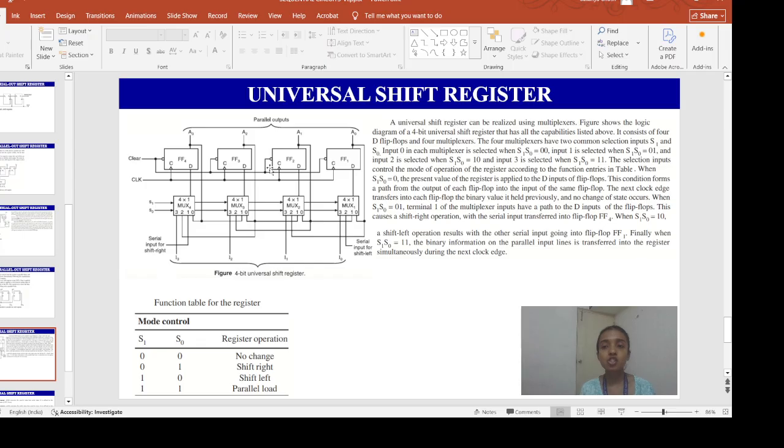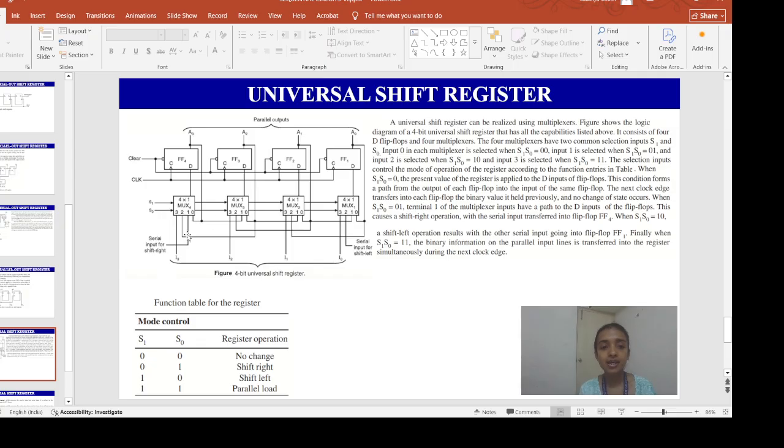It consists of 4 D flip-flops. You are observing 4 D flip-flops, right? The 4 multiplexers are present over here, and obviously they will have 2 selection inputs, S1 and S0, and these selection inputs are common to all the 4 multiplexers. These are the input or data lines. The input 0 in each multiplexer is selected when the S1 and S0 select lines are 0, 0.